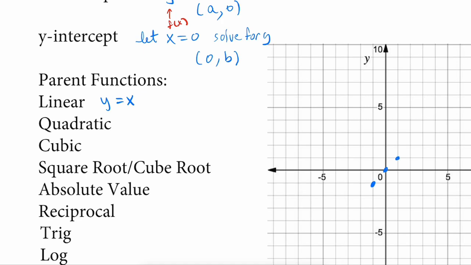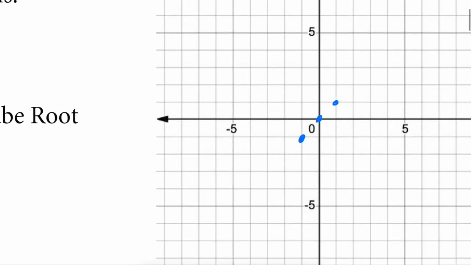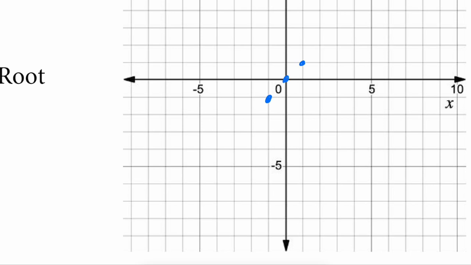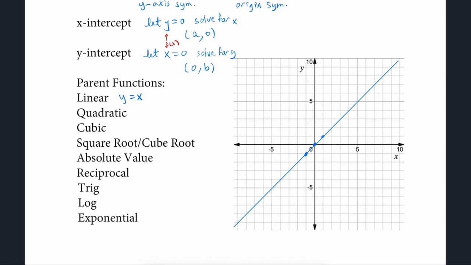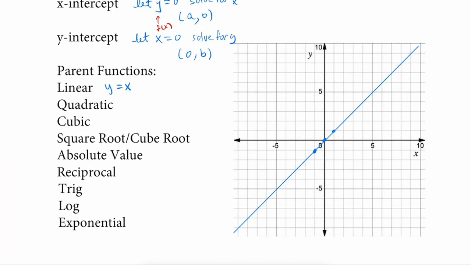It goes through the points (-1, -1), (0, 0), (1, 1). I can never draw a line. I'm sorry. I think you get the drift. Okay, so anyway, that is your linear parent function. It is just a line with slope of 1 that goes through the origin.